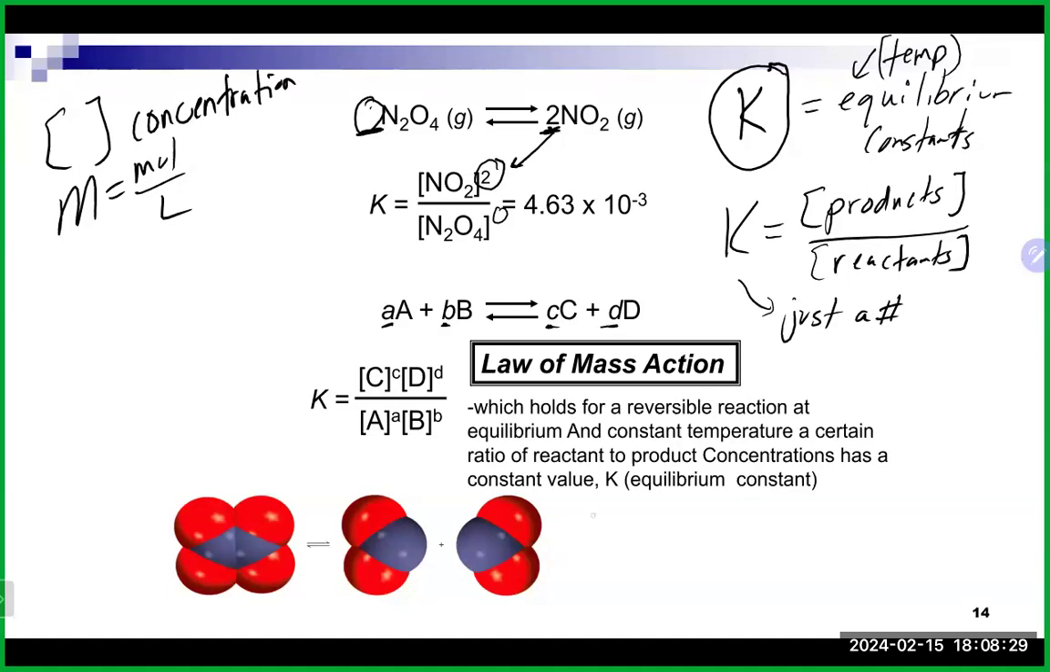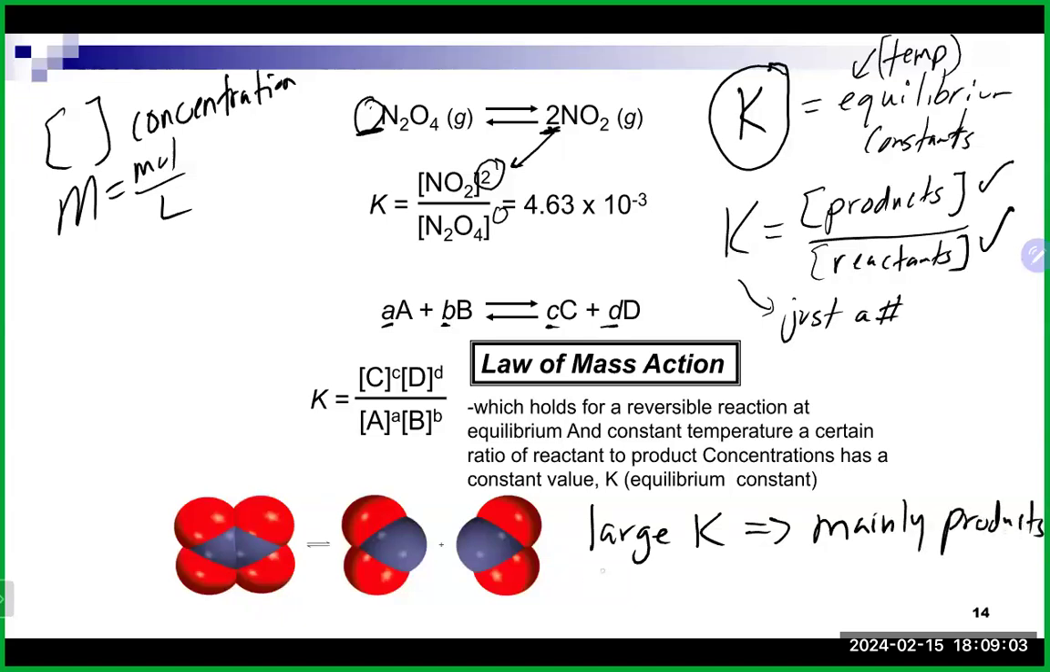So if I have a large value of K, that would mean when I reach equilibrium, would I mainly expect to have more reactants, more products, or the same amount of it? I should have more products. And just mathematically thinking about it, if you divide a large number by a small number, you get a large number, right? So it would mean that when you reach equilibrium, you mainly have products.